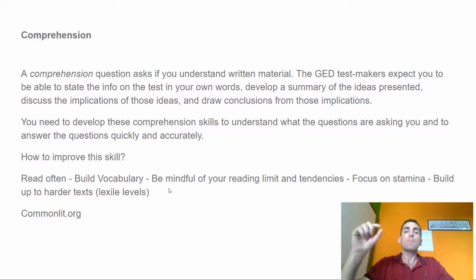So again, be aware of these Lexile levels and the grade levels, and make sure you're not reading something way too difficult, and make sure you're not reading something way too easy. You need to find that sweet spot in the middle to really push your reading comprehension. And when you become familiar and confident with the level you're on, test yourself, push yourself a little bit more, push yourself up a grade level, and take it from there.